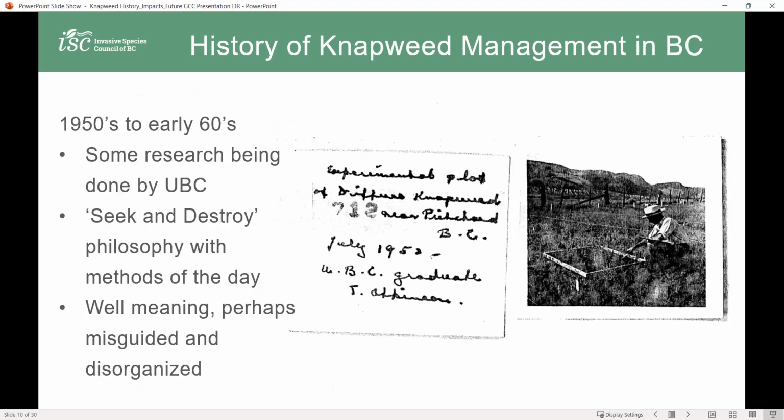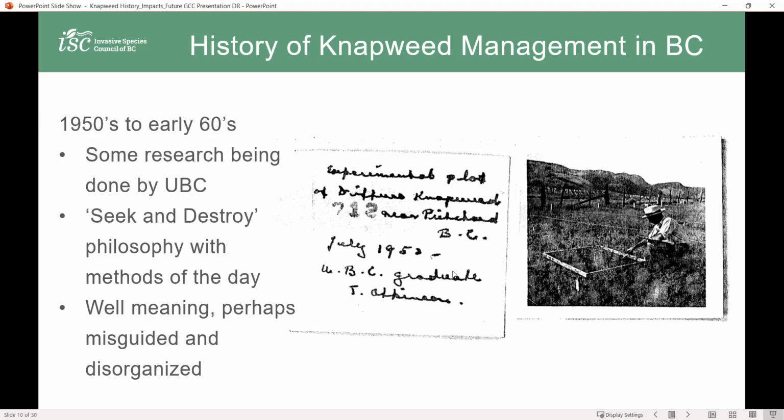Back in the 50s to early 60s, there was some research being done by UBC. Knapweed was starting to increase quite a bit in these years, and of course it was increasing because not a lot of people knew about it. They didn't know how it was spread. It had no natural enemies to help keep it in check. So the philosophy of the day was typically to seek and destroy. Maybe well-meaning, but perhaps a little bit misguided and a little bit disorganized.